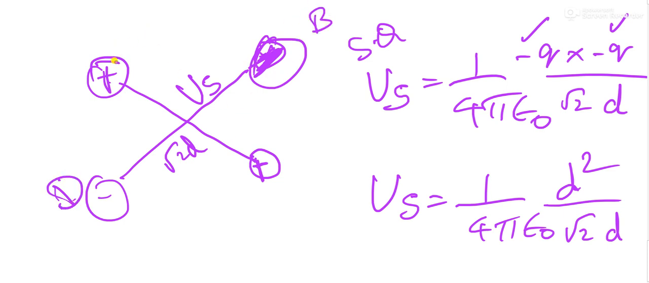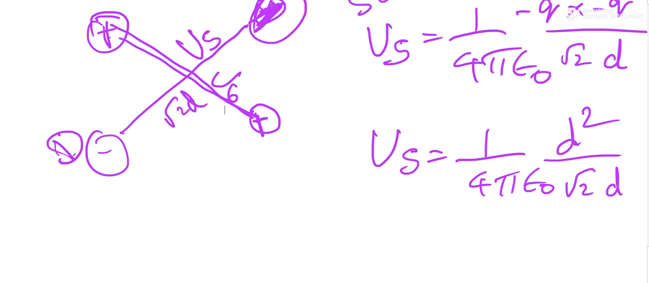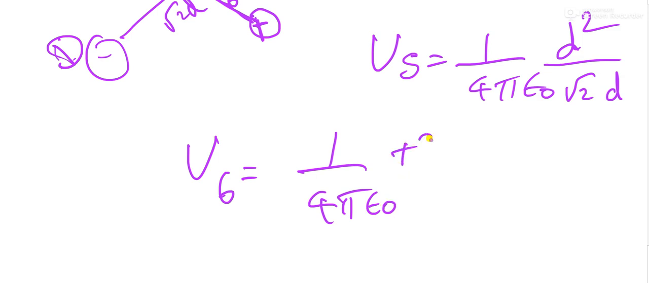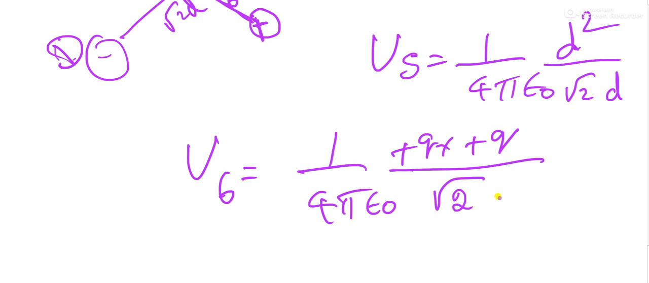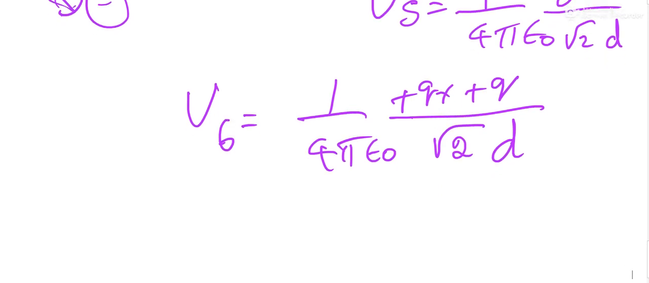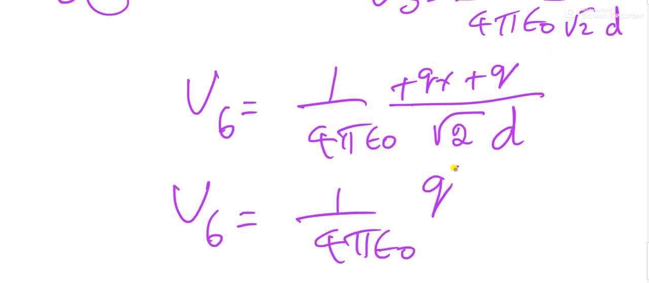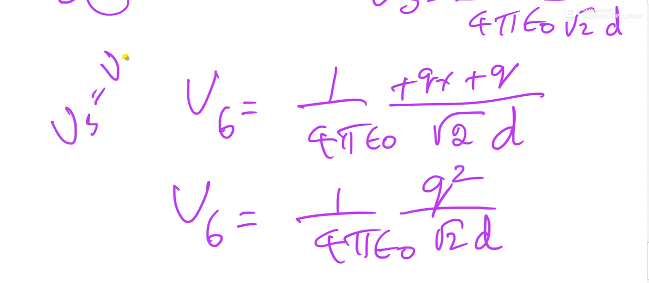Again, on this diagonal I am going to find U6. The distance is root 2 times d. U6 is 1 divided by 4 pi epsilon naught, times plus q into plus q, because both the charges are plus q, divided by root 2 times d. The distance is the same, so U6 is 1 divided by 4 pi epsilon naught, q squared divided by root 2 times d. Finally we got U5 equal to U6, these two are equal.